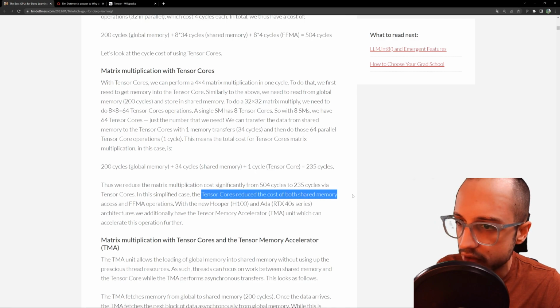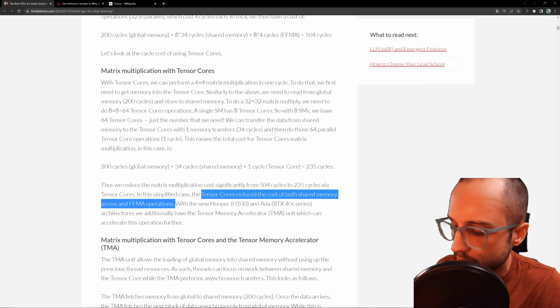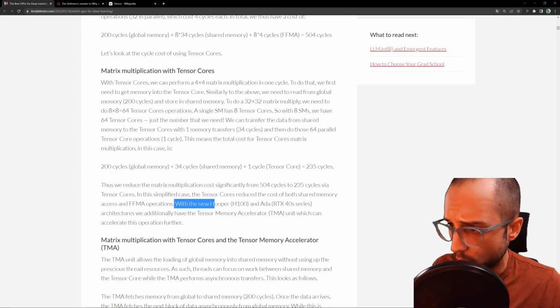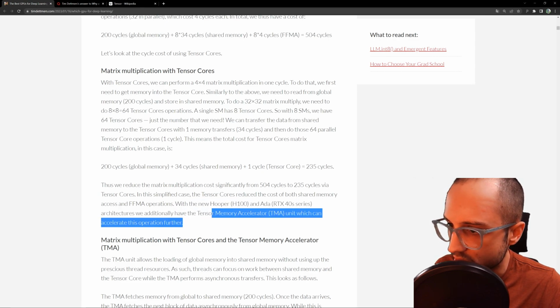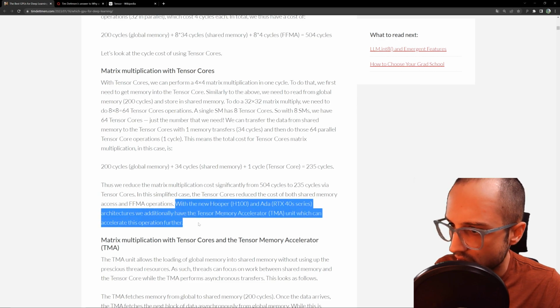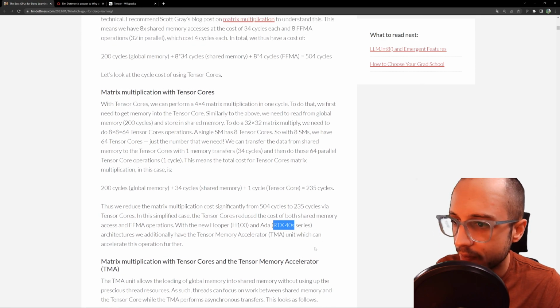Tensor cores reduce the cost of both shared memory access and the multiply and accumulate, which is the add. With the new Hopper and Ada architectures, we additionally have the Tensor Memory Accelerator, TMA, which can accelerate this operation further. Okay, so it seems like more recent versions of the GPUs, RTX 40 series, I think this is, so 3090, the GPU that I have here, is the generation right before this, I think.